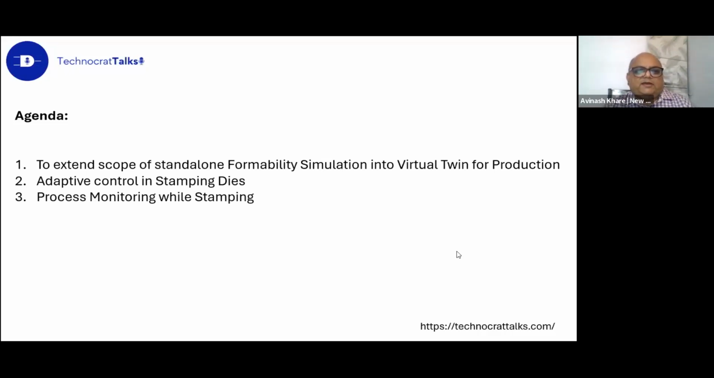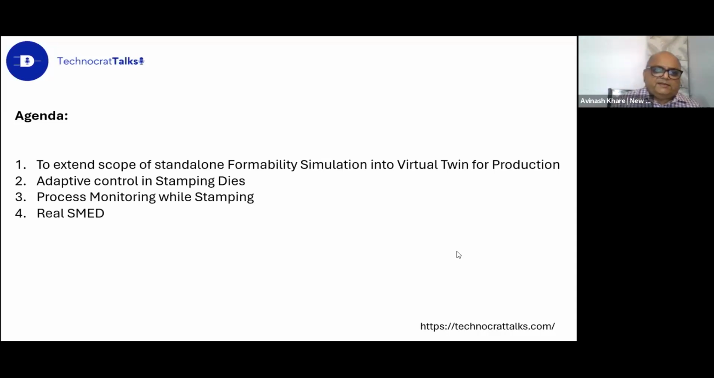Third aspect that I'm talking about is process monitoring while stamping. You can't inspect each and every job. It is mass production, 15 parts a minute types. So it's difficult to handle, let alone inspect individual parts. And it's very easy to mass produce a heap of defects. Before anybody finds out something is going wrong, you would have produced a mountain of scrap. So how to prevent that, going the digital way? So process monitoring while stamping.